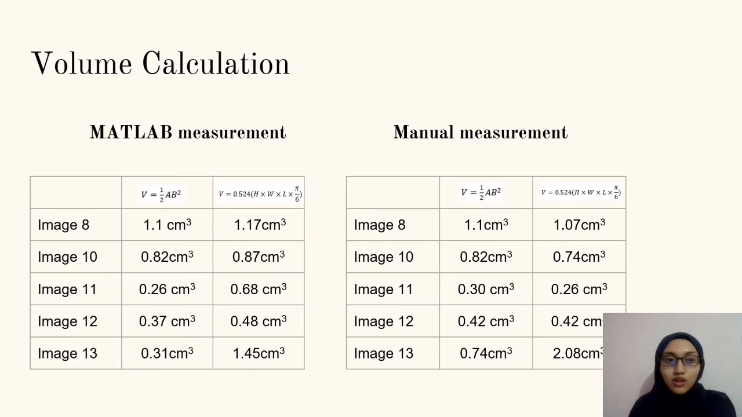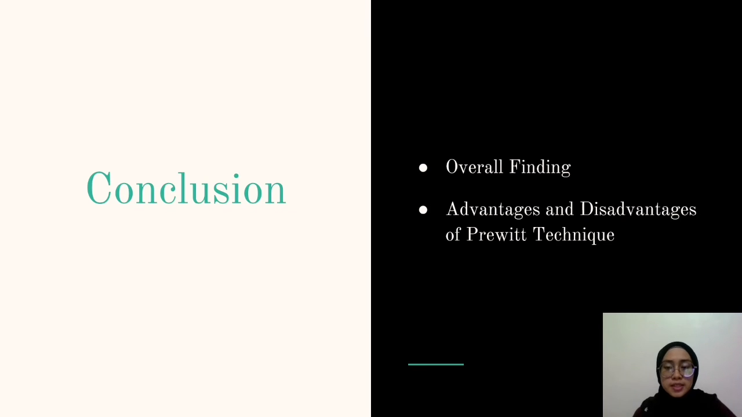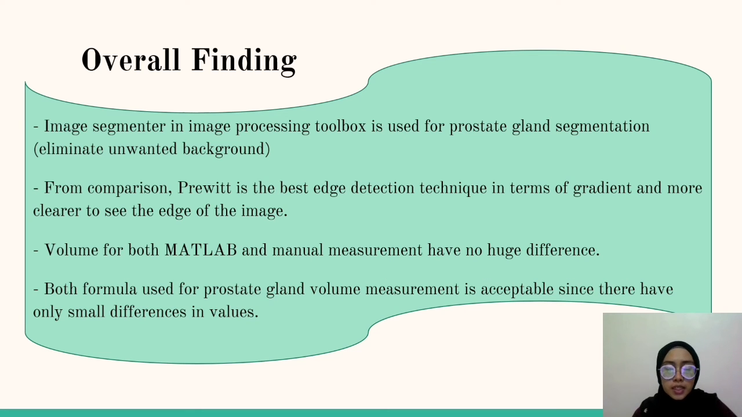Okay, and that's all for the discussion and result. For the conclusion, we will see the overall finding, advantages and disadvantages of the proposed technique, which is the Prewitt technique. From the overall finding, we can use the image segmenter in the image processing toolbox for prostate gland segmentation, pre-processing the image in order to eliminate unwanted background.